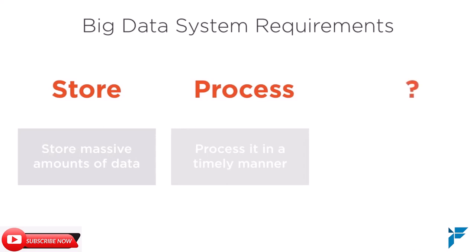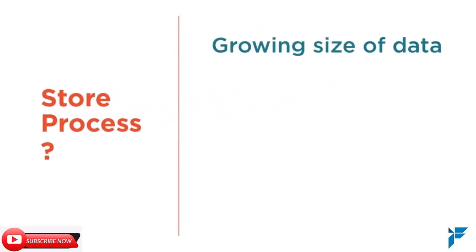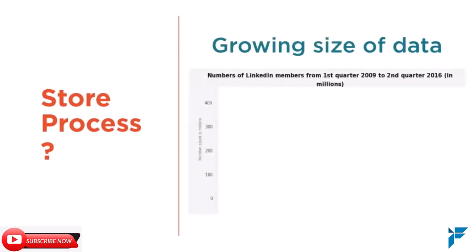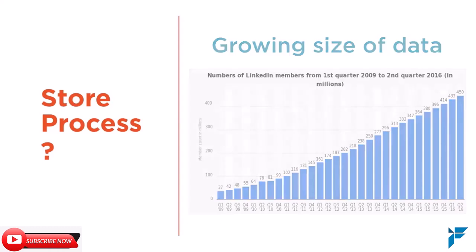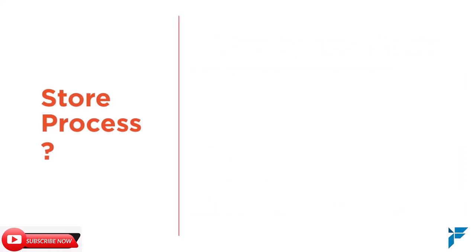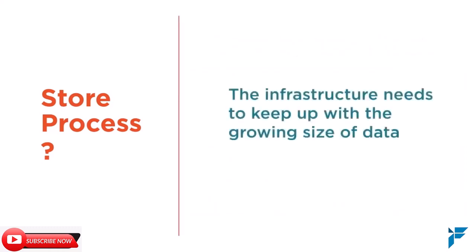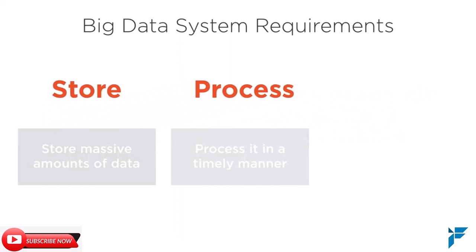We'll take an example of LinkedIn. LinkedIn grew from 37 million users in the first quarter of 2009 to over 450 million users today, currently in the middle of 2016. Now, to keep up with data that grows at this rate, you need a special kind of system. The infrastructure itself should be flexible such that as data grows, you can increase storage and you can increase computing capacity without completely reworking your system.